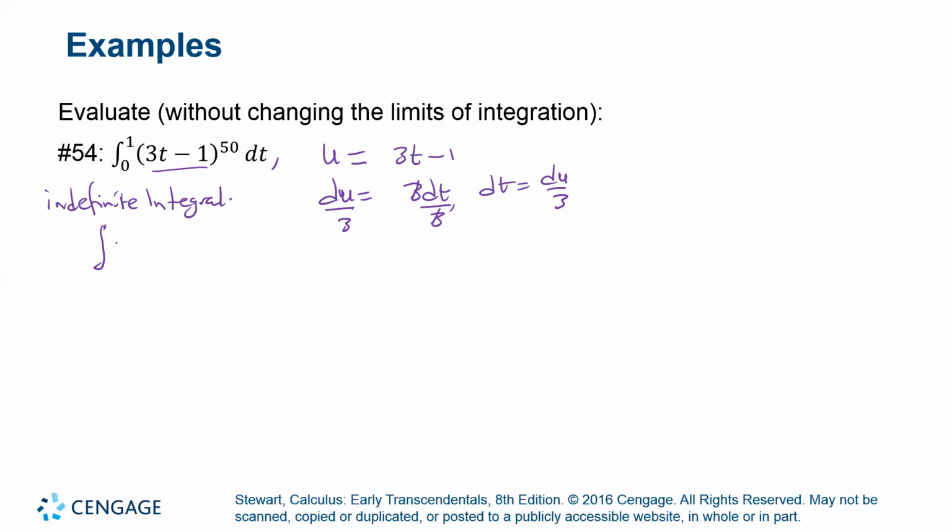So we have the integral of 3t minus 1 raised to 50 dt. In terms of u, this will be u raised to 50, du over 3. All right, so let's find that.